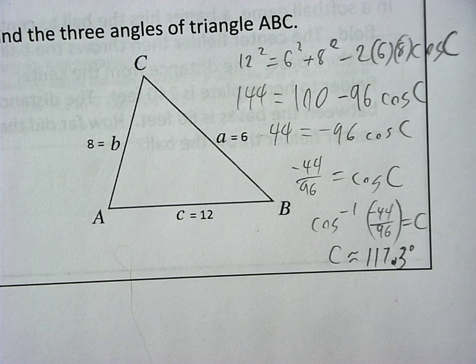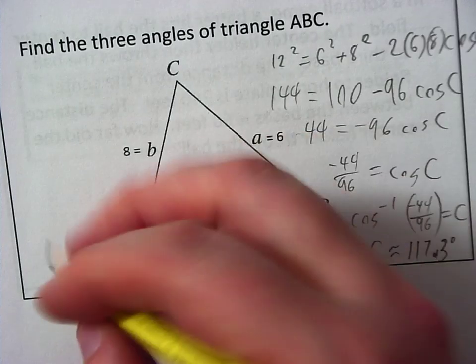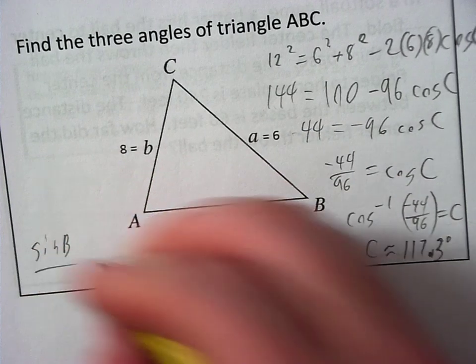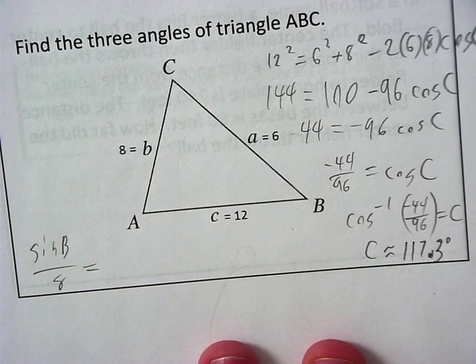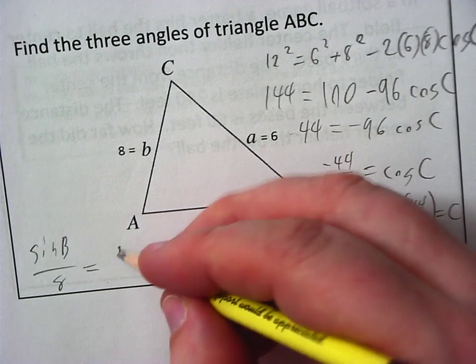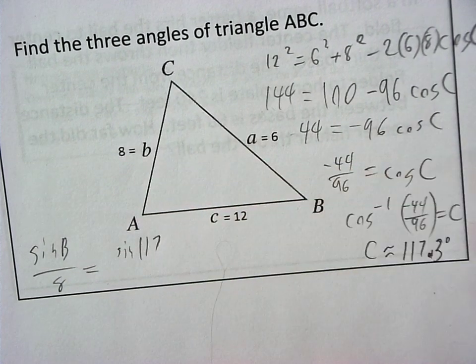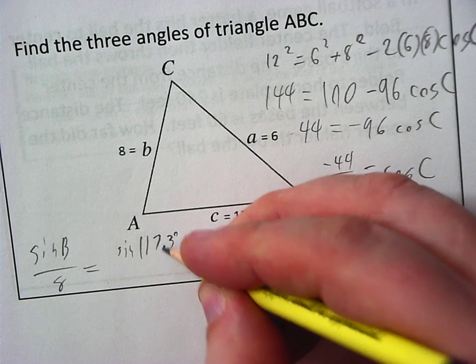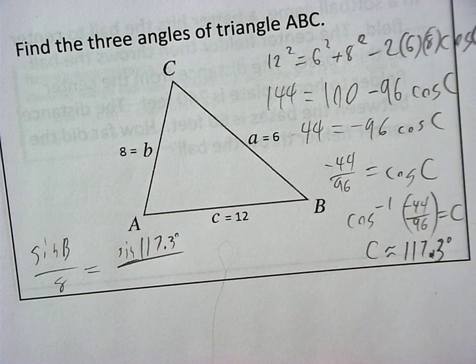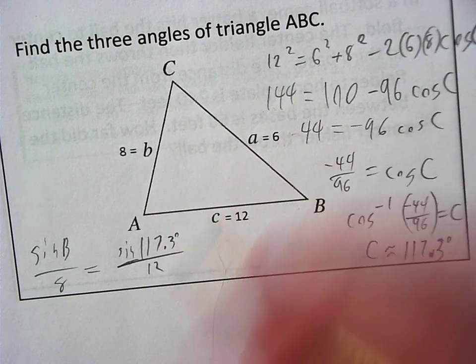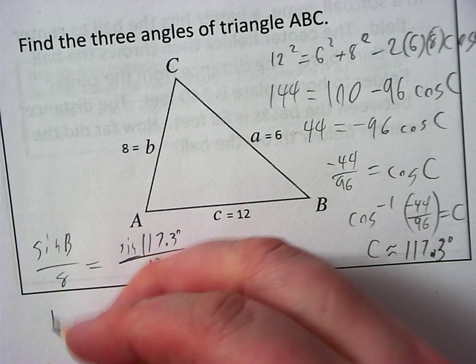So I would actually solve for, what? B. The next largest one would be angle B, right? Yeah. Okay. So I'm going to set that up. Sine of B over 8 is equal to the one I just found, sine of 117.3 over 12. So you get B is equal to the inverse sine of what?